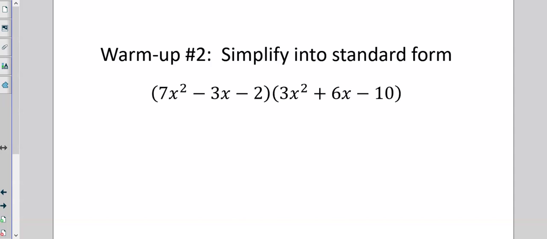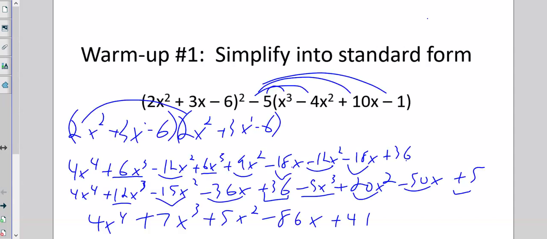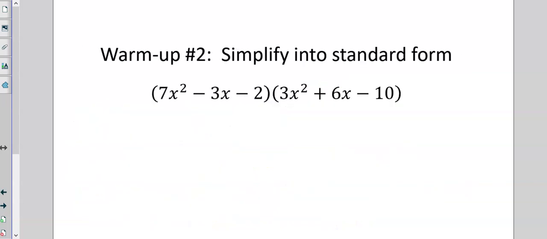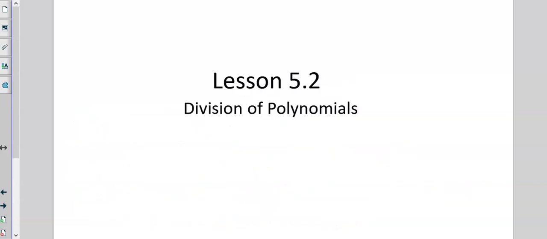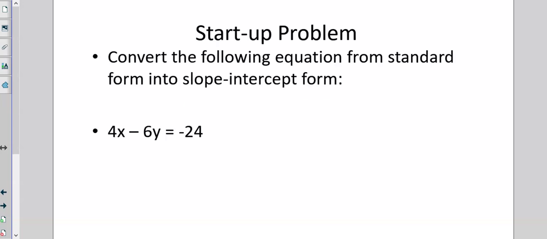All right. Here again is going to be a 3 by 3, so we're going to end up with 9. Very similar to what we did right here, so I'm just going to skip this one. If you need more practice, go ahead and do that one. All right, now we're going to be doing division of polynomials.